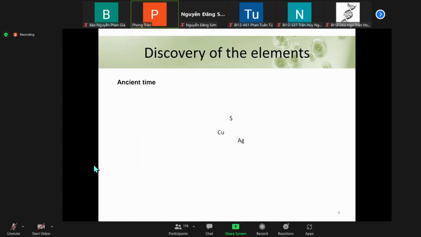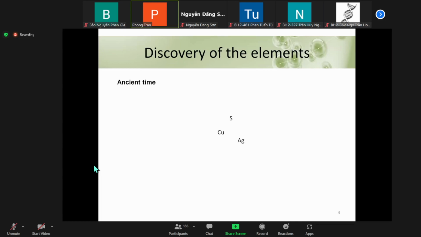So, back a little bit to the discovery of the elements. That's also the driving force for the establishment of the periodic table of elements. So very far back in history, in ancient times, the number of elements that people knew was very limited. For example, they knew only about 3 elements: silver, copper, and sulfur.